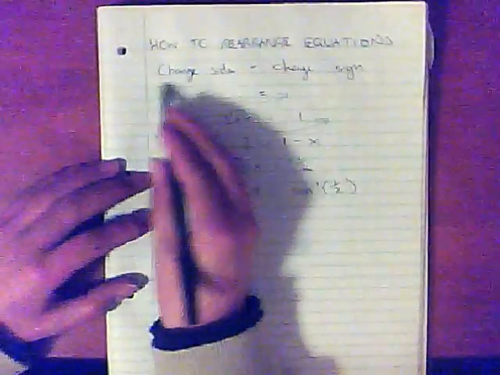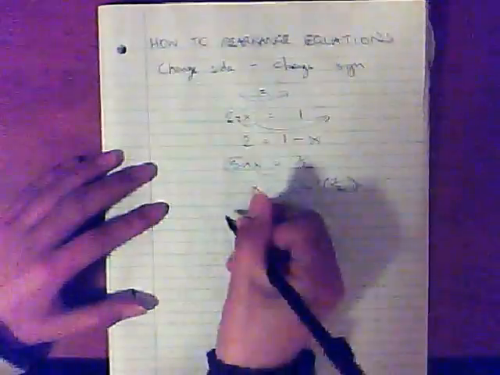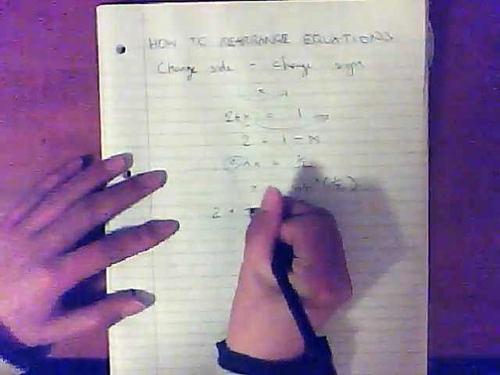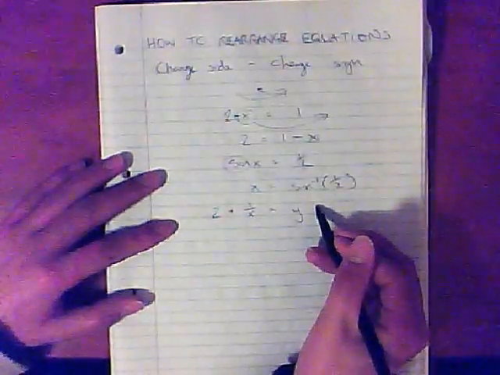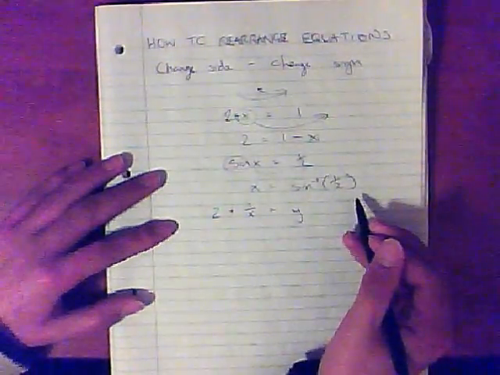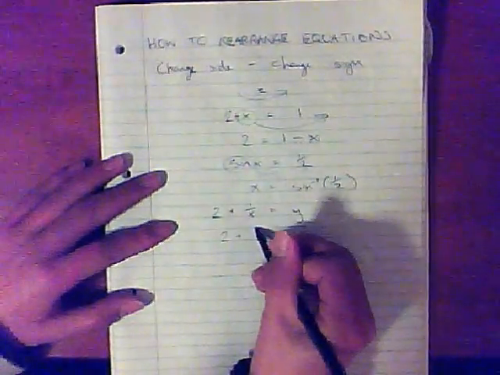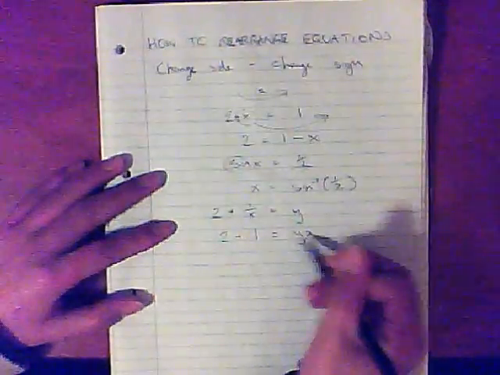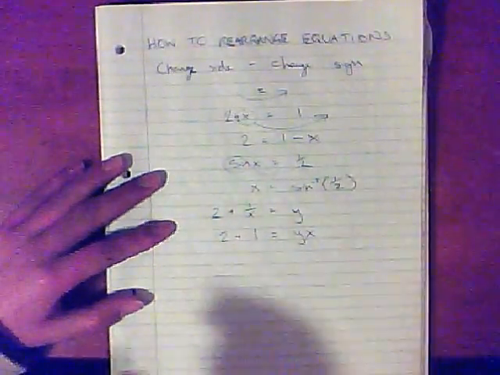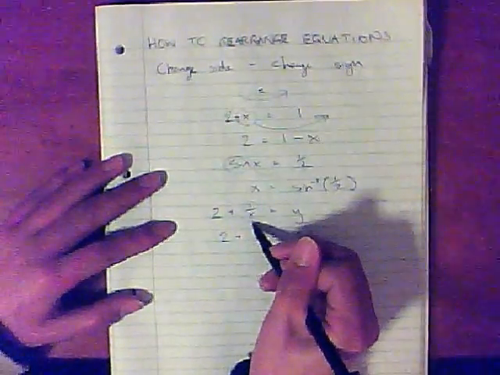It works, but I don't really like this rule because it can confuse people. If you have an equation like 2 plus 1 over x equals y, and you want x on the other side, you can't just move it. Change side, you might think you can just multiply by x on the other side because it's been divided here. You can't do that because it's not on its own. There's a 2 plus 1 over x.